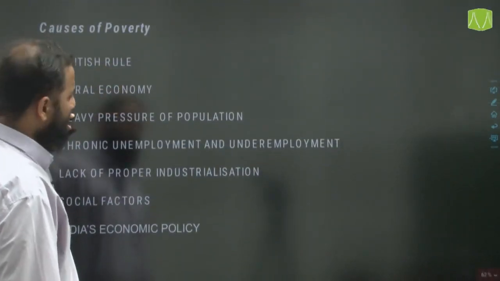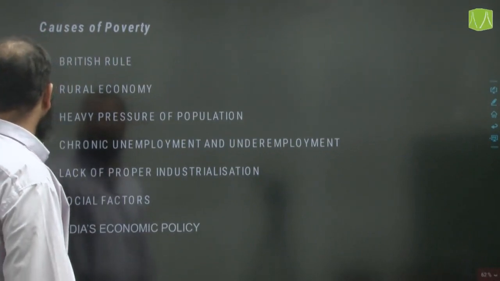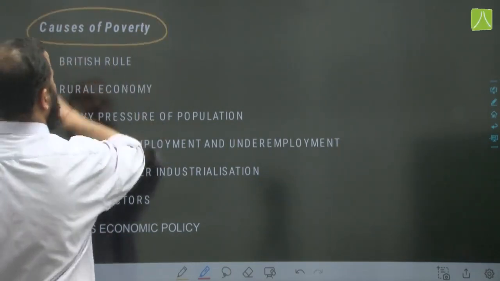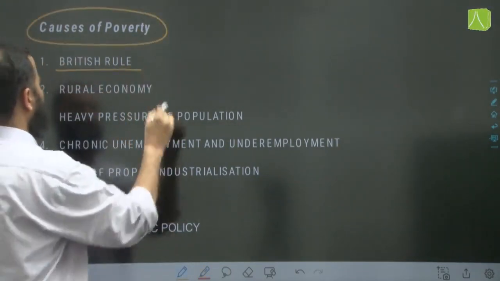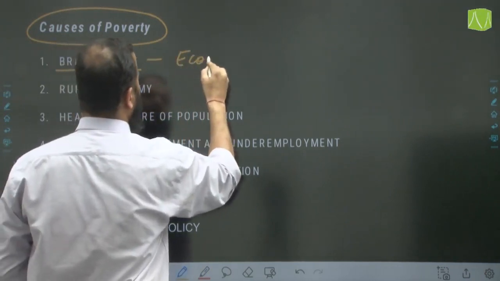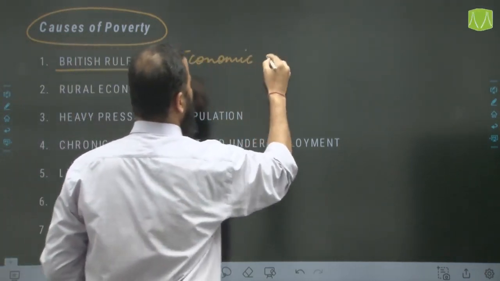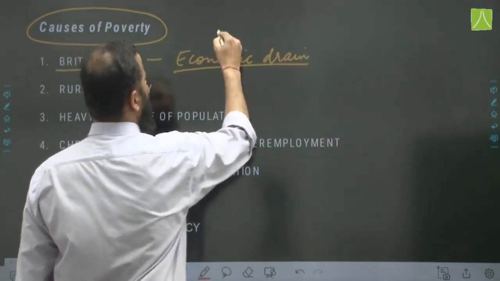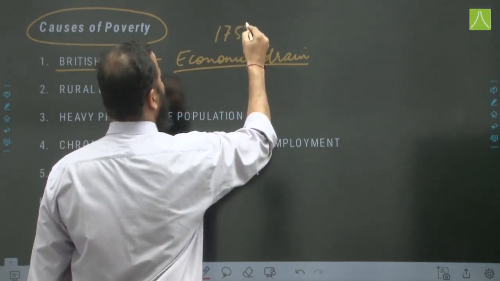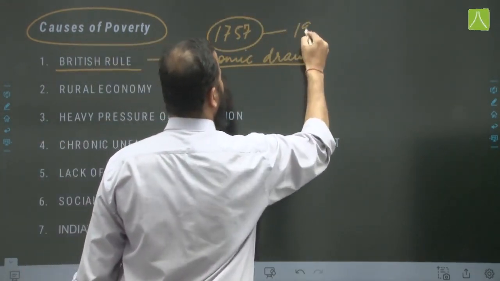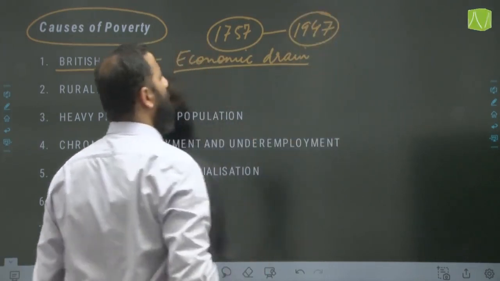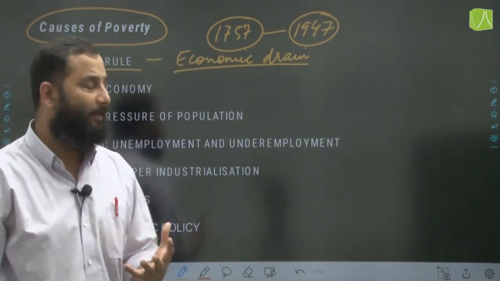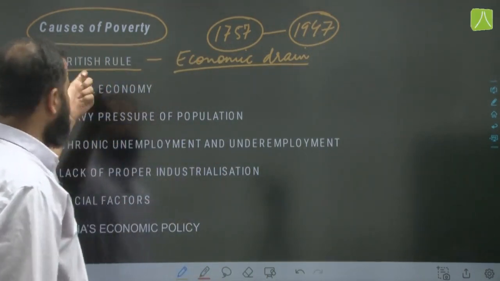Now, this brings us to the main discussion, that is, what are the causes of poverty. As you can see here, we briefly outline the causes of poverty. First is the British rule, that is how the economic drain of the country happened on the policies which they had introduced over the years. After 1757, after the Battle of Plassey till 1947, they always followed policies which were benefiting their economic interest rather than the interest of the Indians. So that was the first point.